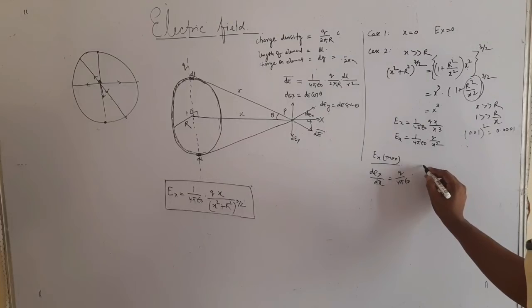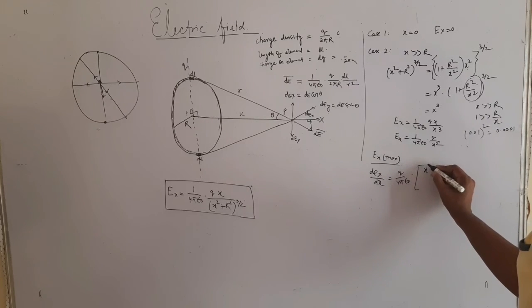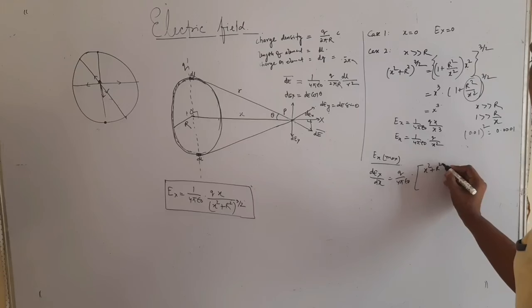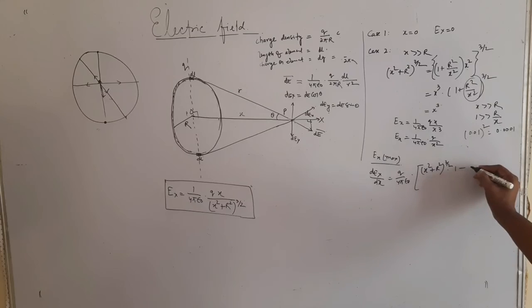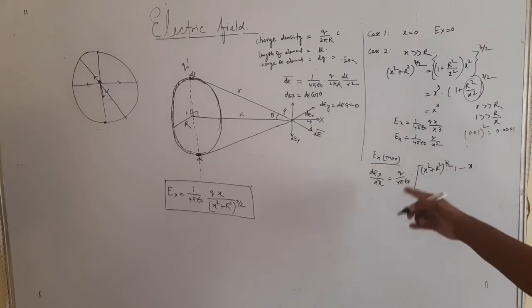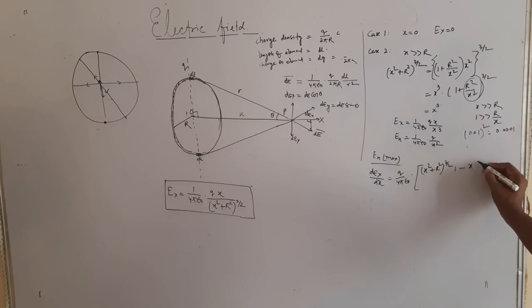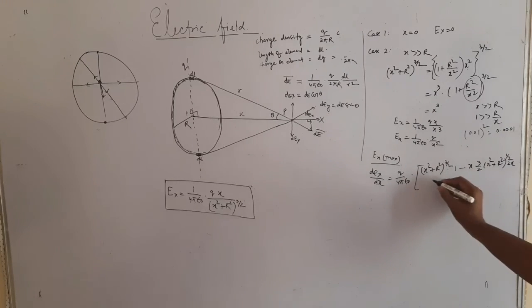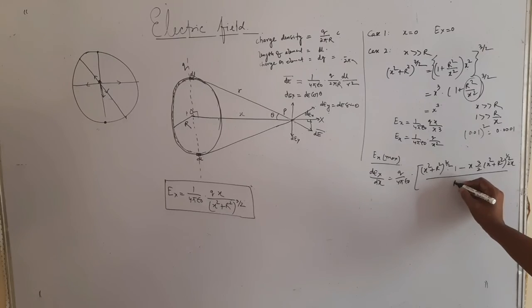It goes like that. First keep the denominator constant, x square plus r square whole to the power 3 by 2 into differentiation of x, that is 1, minus x into differentiation of denominator, this is 3 by 2 x square plus r square whole to the power 3 by 2 minus 1, that is 1 by 2, and into the differentiation of this interior, this will give you 2x upon r square plus x square whole square, that will become simply 3.